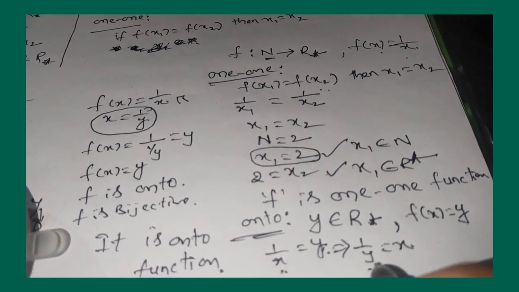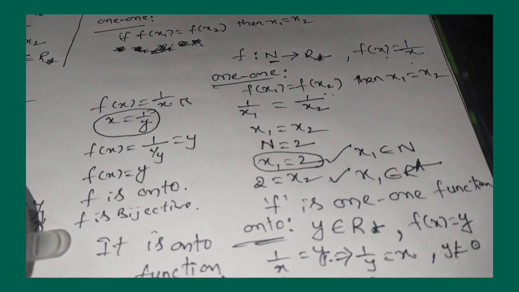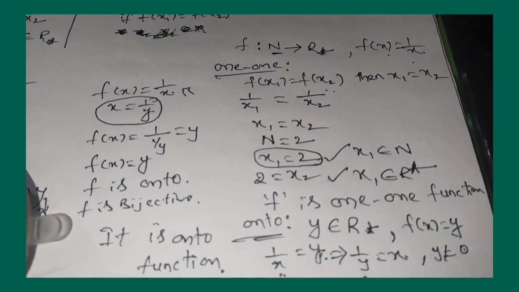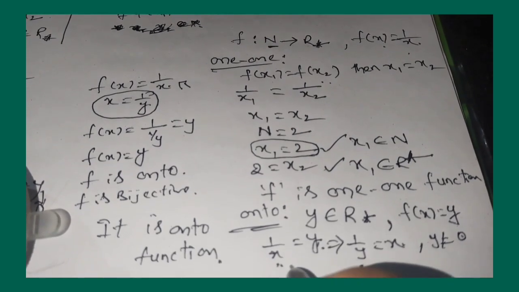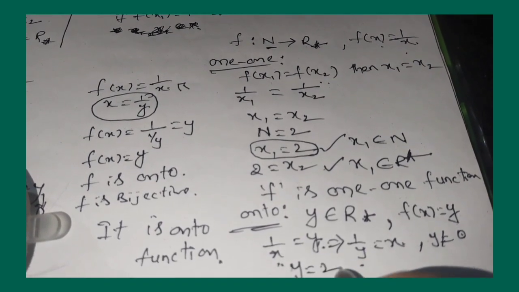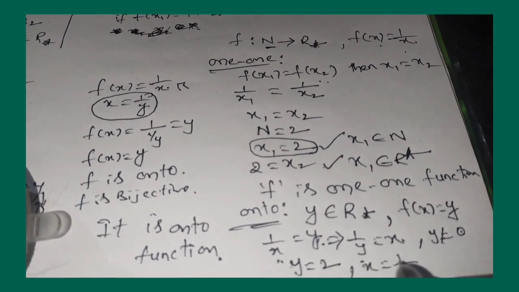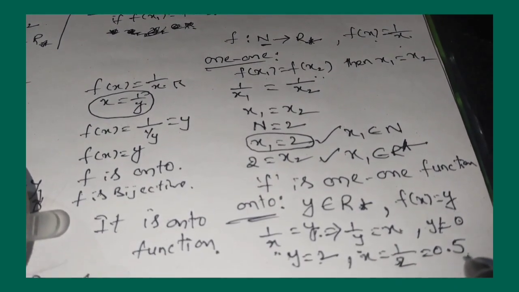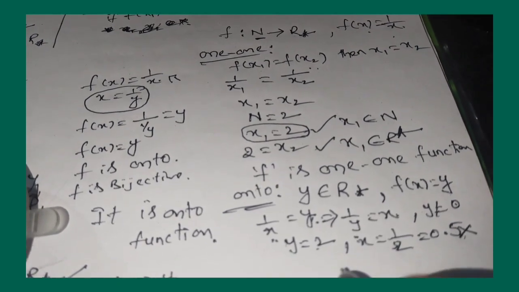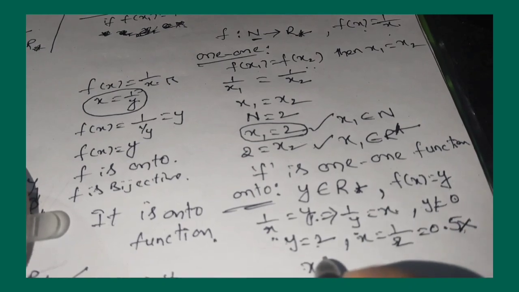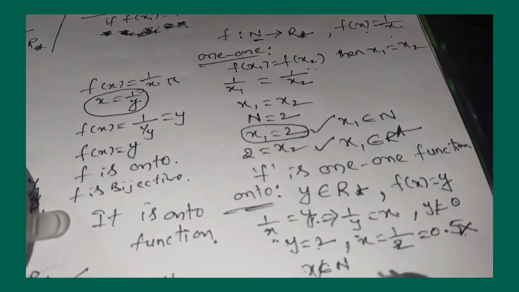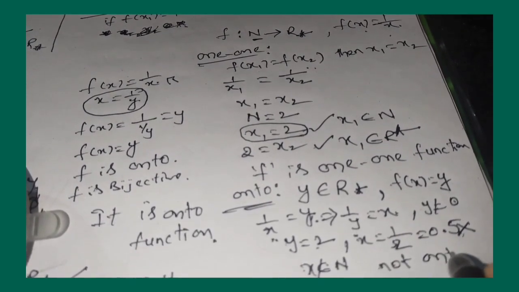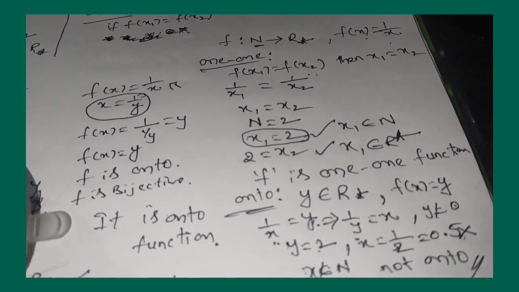Here y is not equal to 0. Now y belongs to any non-zero real number. I am taking any non-zero real number like 2. Then what is x here? x is equal to 1 by y. y value is 2. 1 by 2. 1 by 2 means 0.5. Is it a natural number? Is 0.5 a natural number? No. So it is not a natural number. Here x does not belong to the natural numbers at all times. So it is not onto. I think you are understanding this question. Thank you.